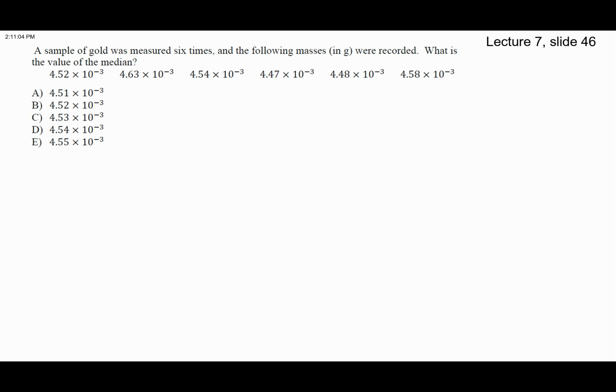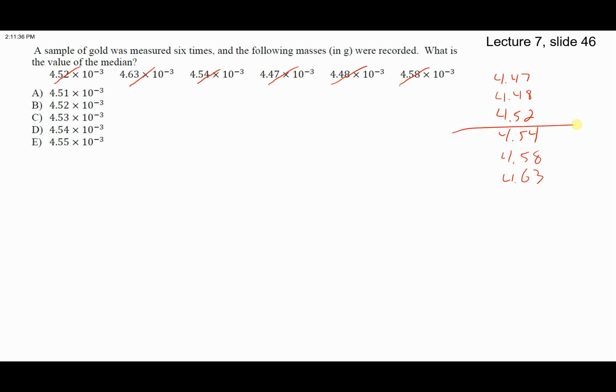So let's just write these down. We have 4.47. Okay, these are all 10 to the negative 3. We have 4.48. Okay, what's the next one? We have 4.52. Okay. We have 4.54. Okay. We have 4.58. And lastly, we have 4.63.